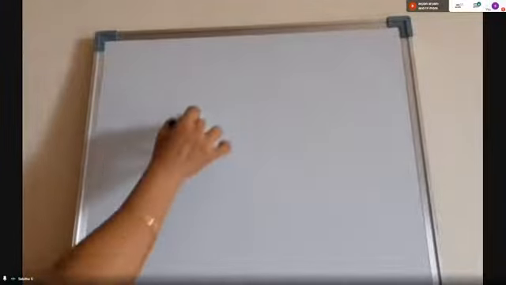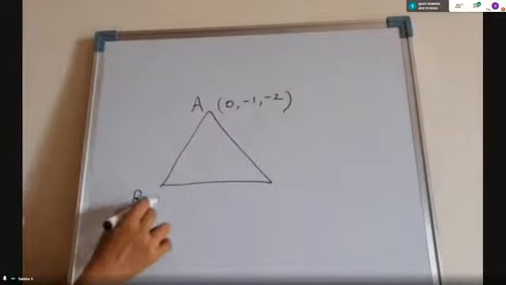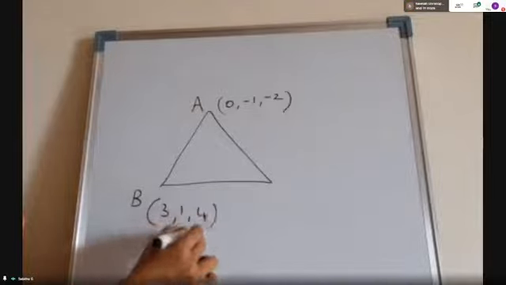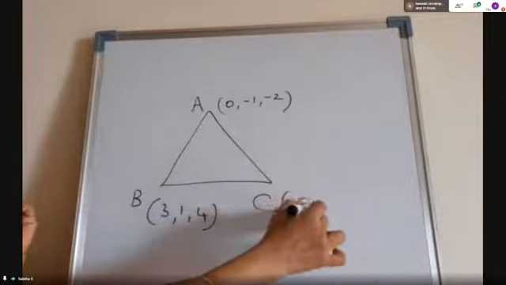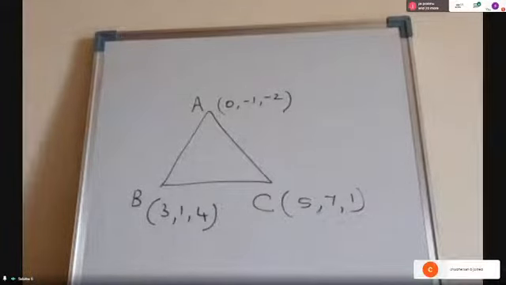Let them join, then I'll start the next one. A (0, -1, -2), B (3, 1, 4), C (5, 7, 1) are the vertices of a triangle. Vertices means points.